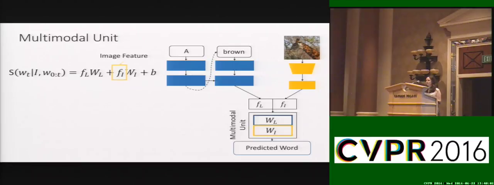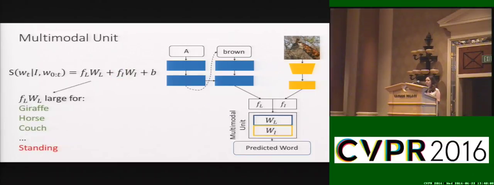So let's look at an example. Say we want to describe this giraffe, and so far we've generated the word brown. We expect our language feature to encode which kinds of words make sense to say after brown. So we expect FLWL to be high for words like giraffe, horse, and couch. And we expect our image feature to encode the kinds of words that make sense given this image. So we expect it to be high for words like giraffe, trees, and standing, but low for words like couch.